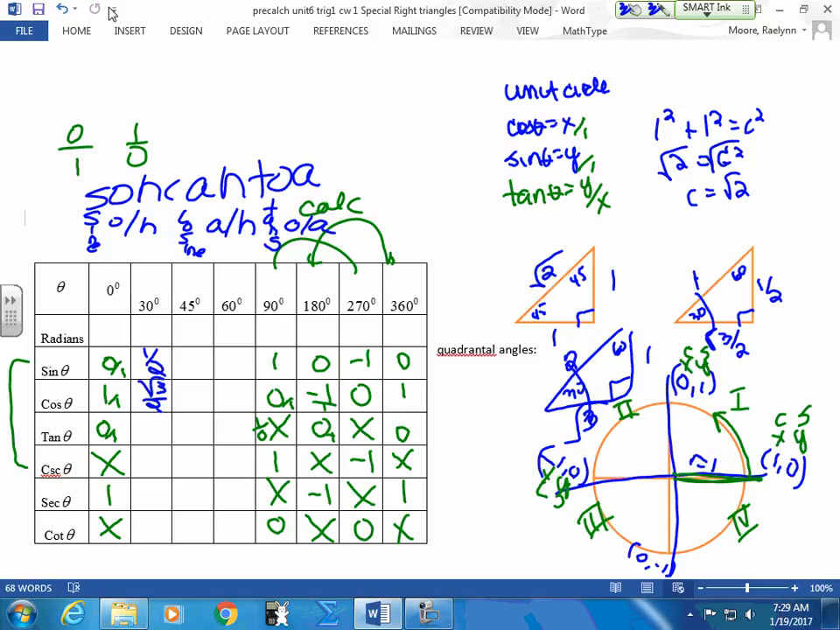Tangent, opposite over adjacent, 1/2 over radical 3 over 2. How do I solve these? Can't leave it like a compound fraction, so what do? Keep, change, flip. I change this to a multiply, I flip this guy over. These come out.